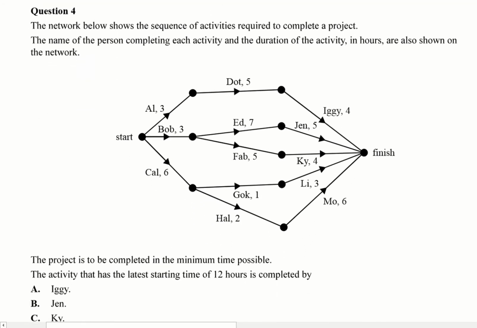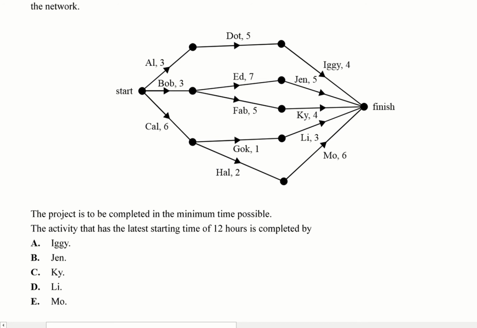Okay, question 4. The network below shows a sequence of activities required to complete the project. We've got the names there of each activity shown. The project is to be completed in the minimum time possible. Which activity has a latest starting time of 12 hours? Let's have a look. So this is going to come up here, 3, 8, and then coming into here, for Iggy, it's going to be 11, 15.